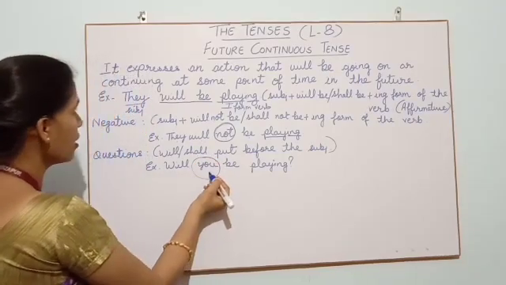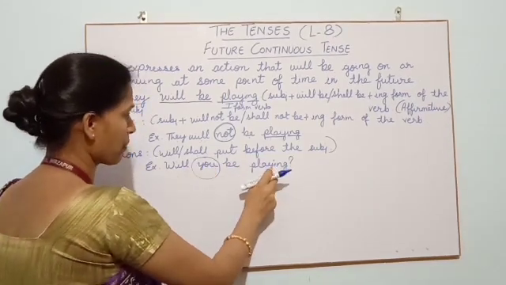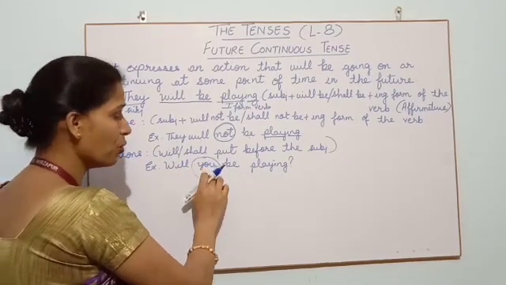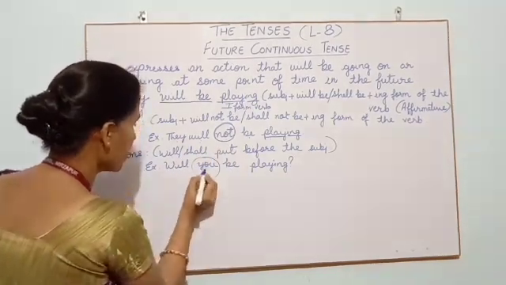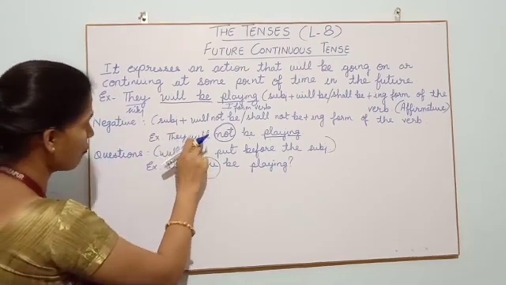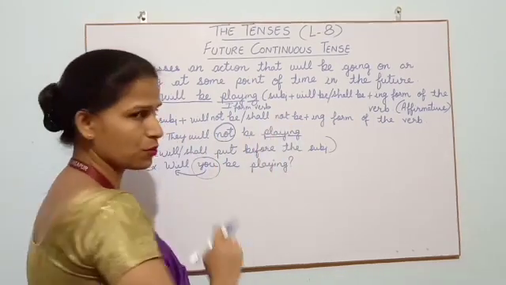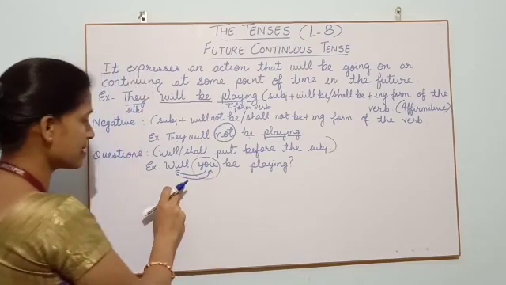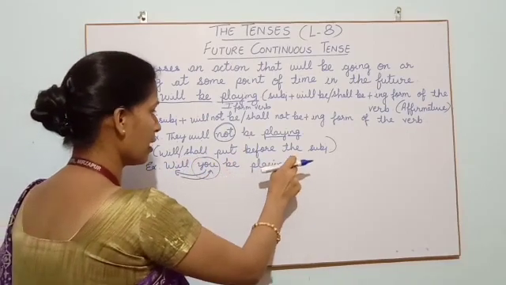If it were a simple sentence, I would have written you will be playing, isn't it? But I have changed the position of will and you to make it a question. Instead of they will, if I add will they, then I have made my question with that. After changing the place, I have made a question. Will you be playing? Again, question mark.